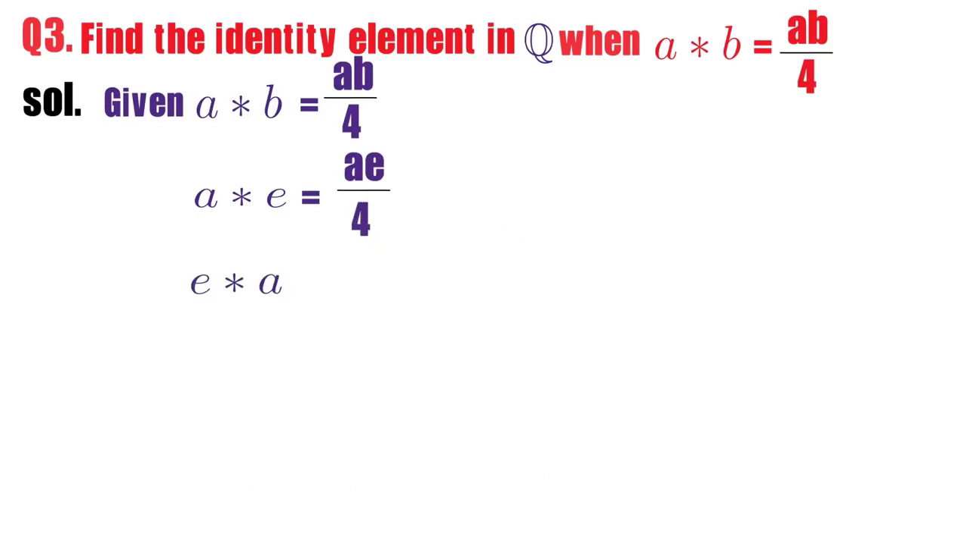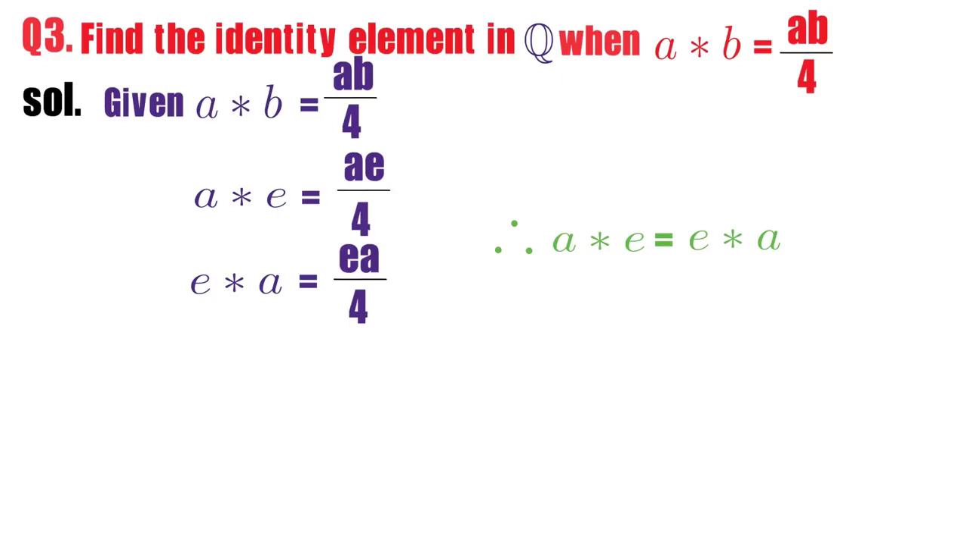Now you calculate e star a. Tell me, what is e star a? Yes, ea divided by 4. Observe that a star e is the same as e star a. Just think, ae is the same as ea. So we can easily say that a star e is equal to e star a.